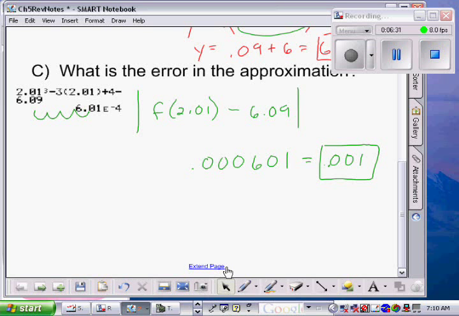Yeah, you just don't have to use your brains as much to find all these answers. Well, you do have to know how to use the calculator.